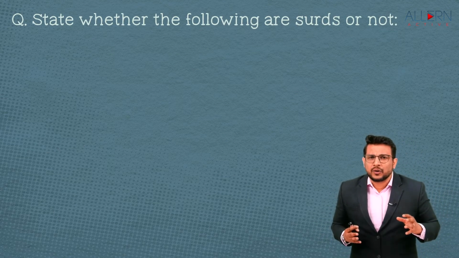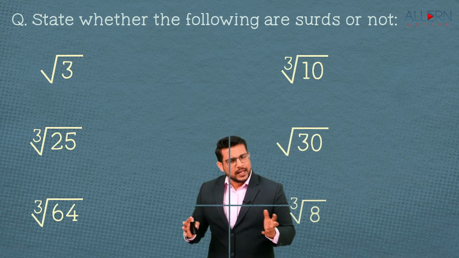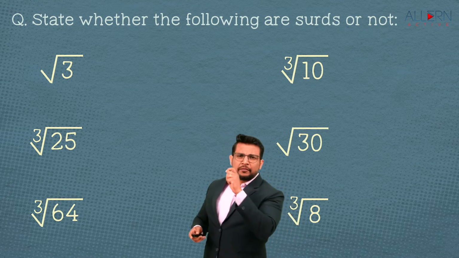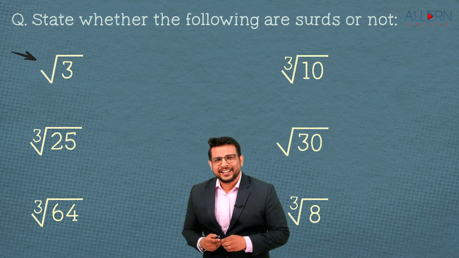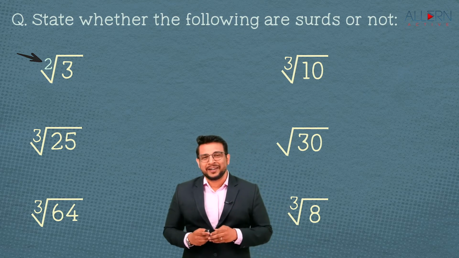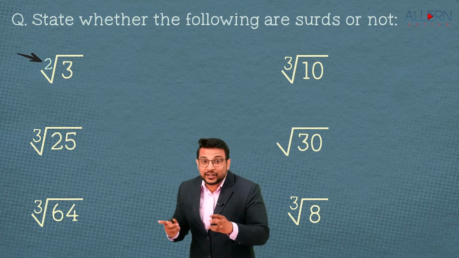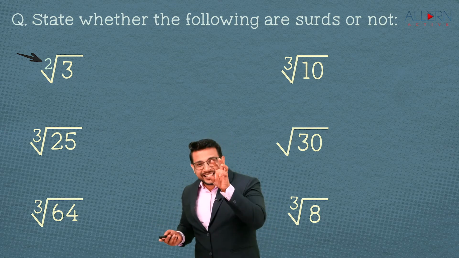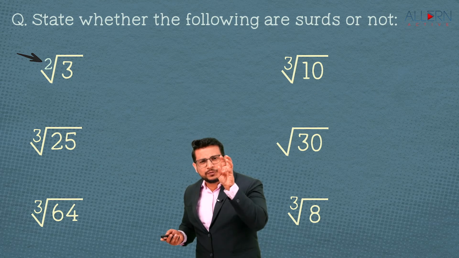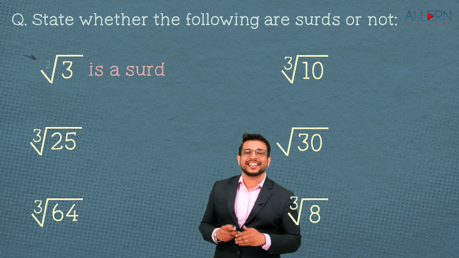So you're going to identify, state whether the following are surds or not. Let me list all those for you. So it's going to be very easy. Now, three conditions we know. Let's look at the first one. What is the order there? The order is not given, that means it is 2. So that's a natural number greater than 1. The radicand is 3, a positive rational number greater than 1. The entire expression, square root of 3, is irrational. So that means we know the first one is a surd.